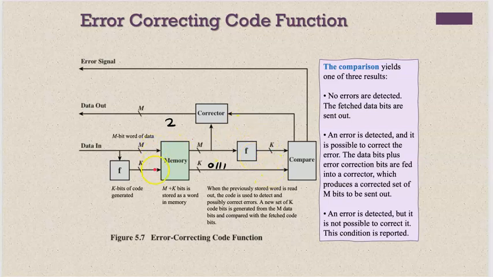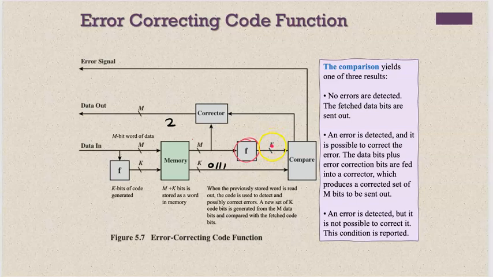When the M plus K is stored in the memory and the memory tries to deliver this data, it delivers the M first to a function over here. The function would generate a new K check bit, to see whether the memory stored is correct or not.